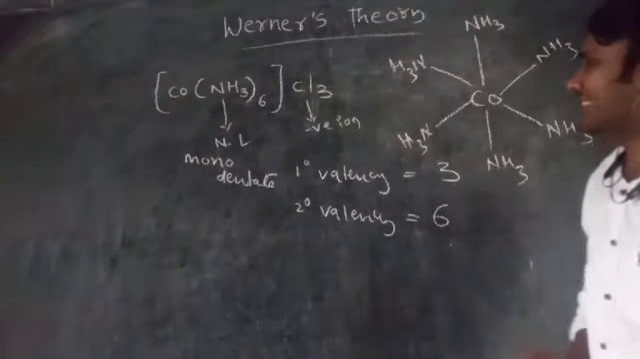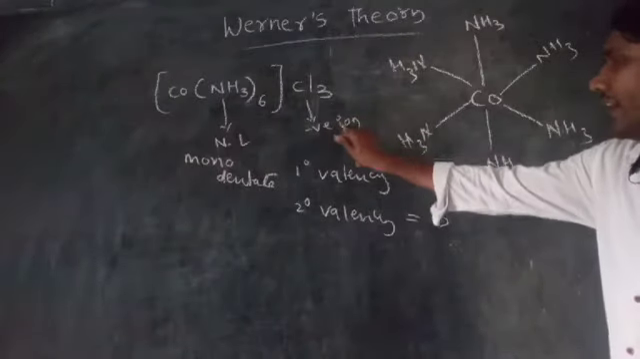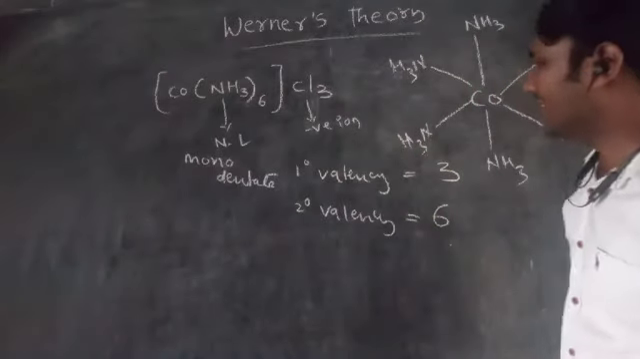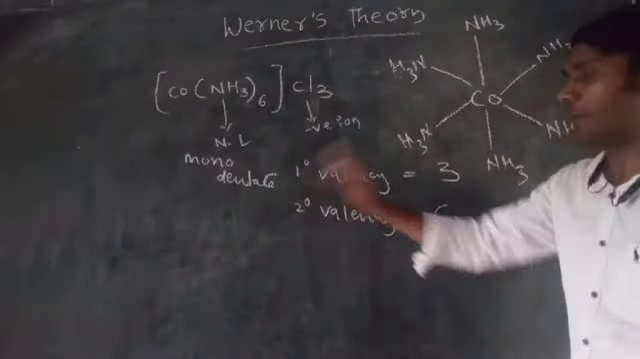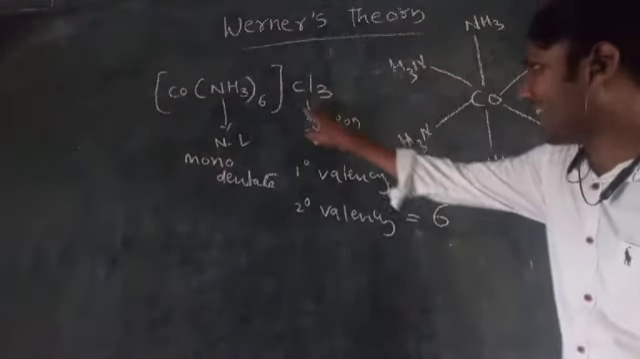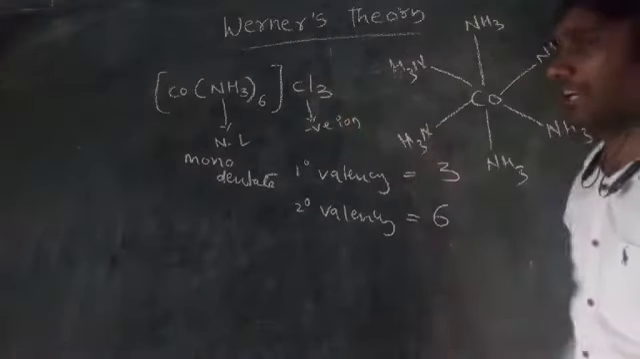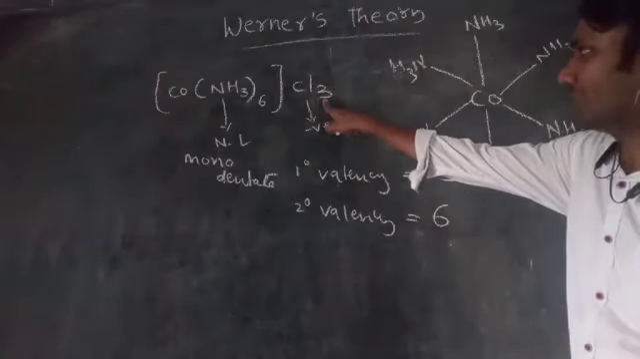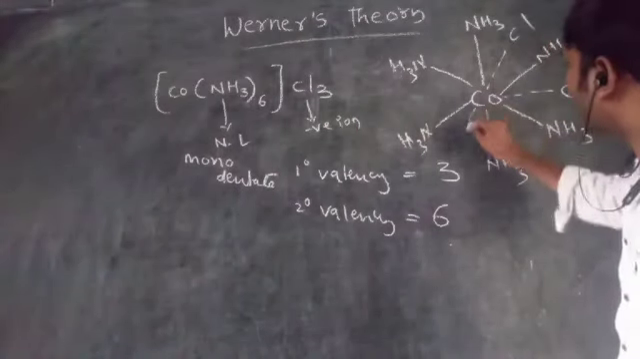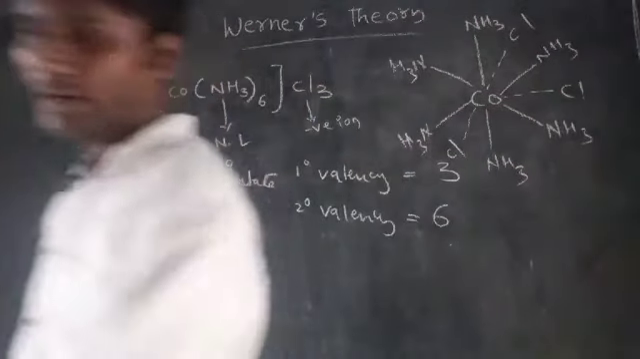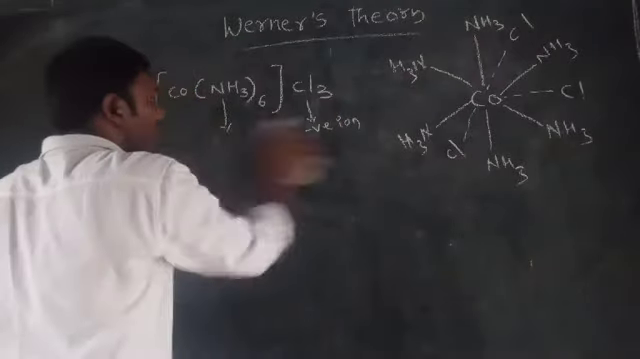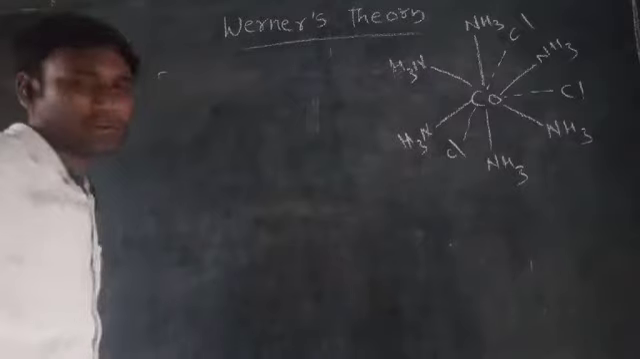Now how many chlorines are present? 3 chlorines are present. But these 3 chlorines are negative ions, and they are present outside the sphere. The negative ion present outside the sphere is generally satisfied by the primary valence. The primary valence we show with a dotted line. How many primary valences are there? 3. That means these 3 chlorines we show with dotted lines: the first chlorine, the second chlorine and the third chlorine. So totally 3 chlorines, and these 3 chlorines represent the primary valence.